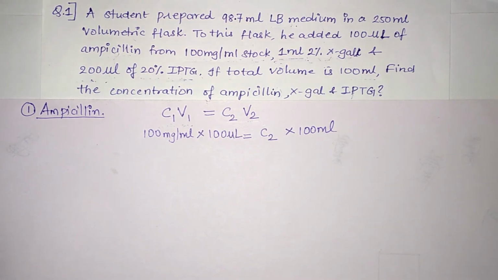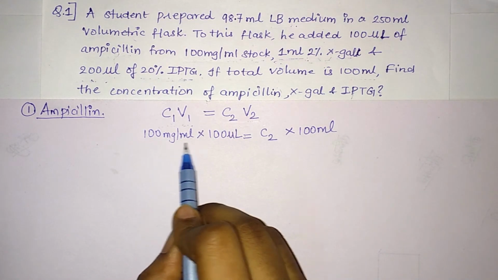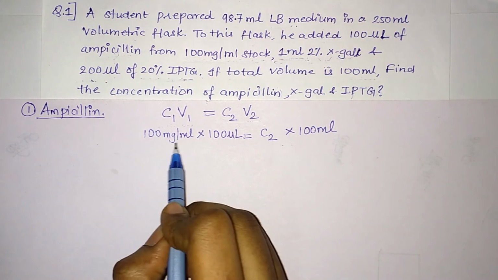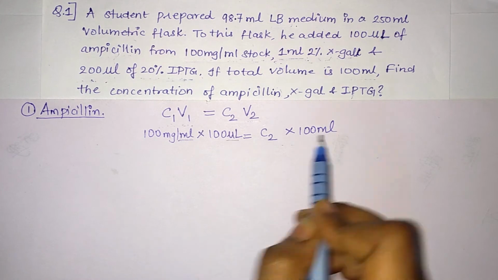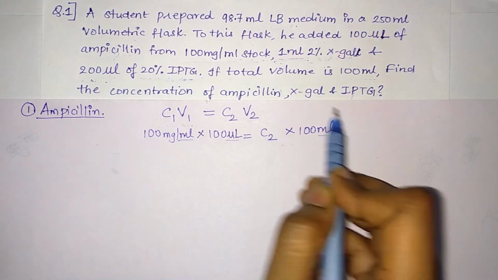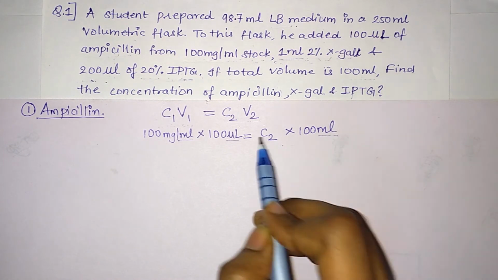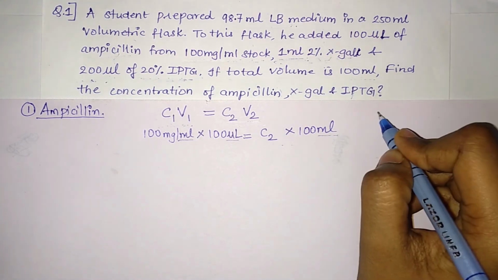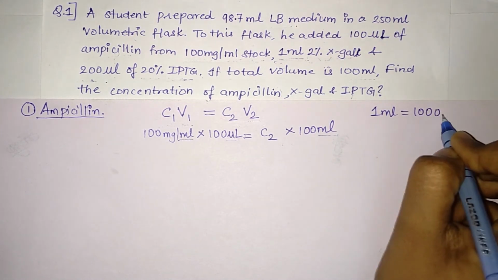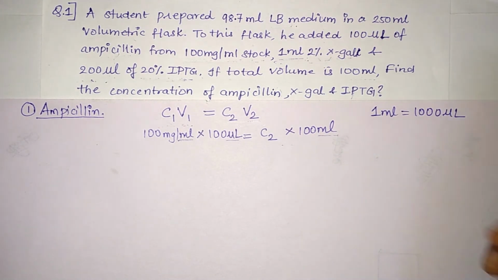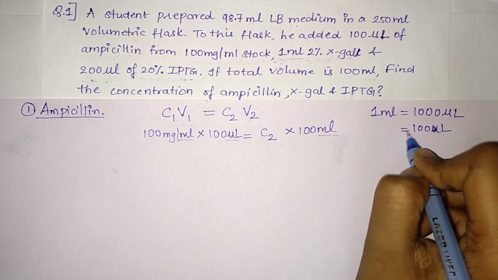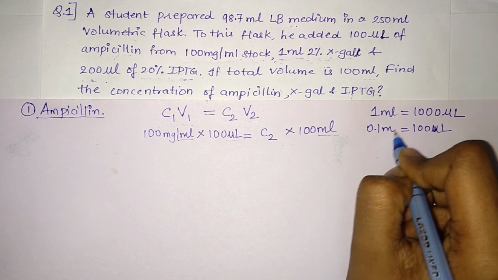Students, before proceeding to solve the question, we have to check whether all the units of the components are the same. As we see here, we have ml, microliters and ml. So we have to convert this microliter into ml before proceeding further. And how can we do that? We know that 1 ml is equal to 1000 microliters. Therefore, 100 microliters will be equal to 0.1 ml.